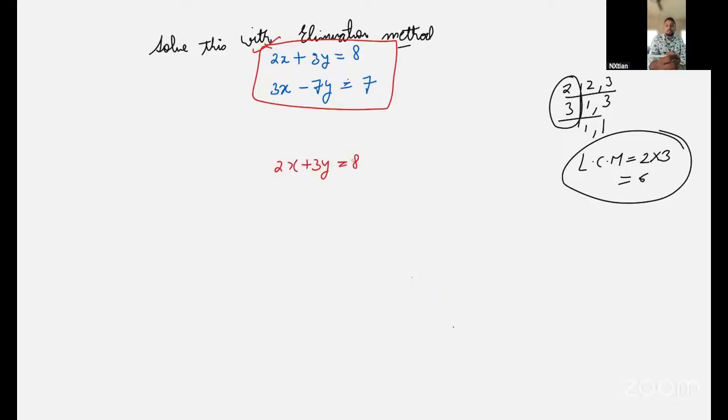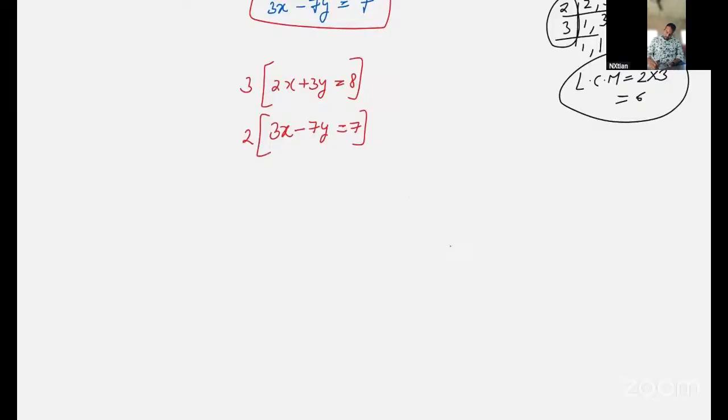Which number do you have to multiply the first equation by? Yes, with the table of 3. And the second equation? Very good. So the first equation will become, 3 will multiply with each number. How did the 3 and 2 come?